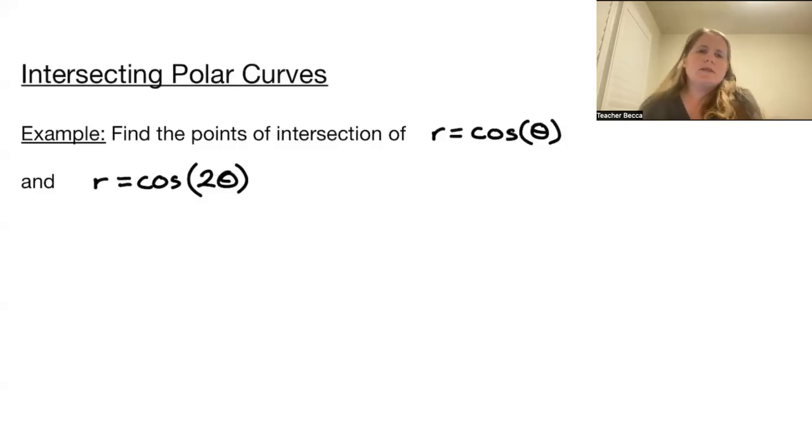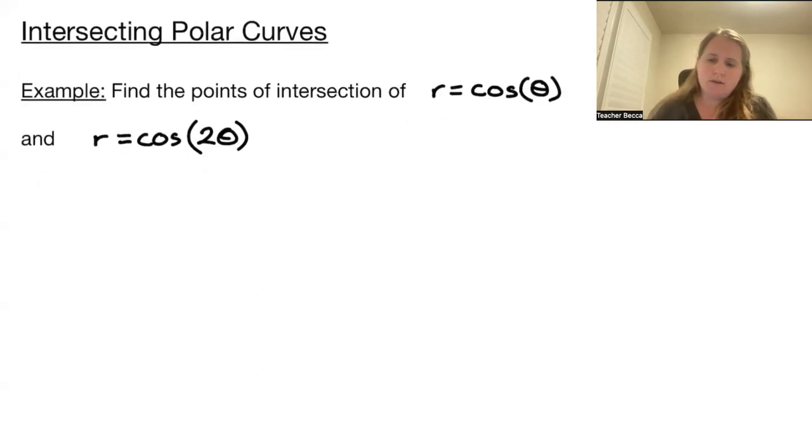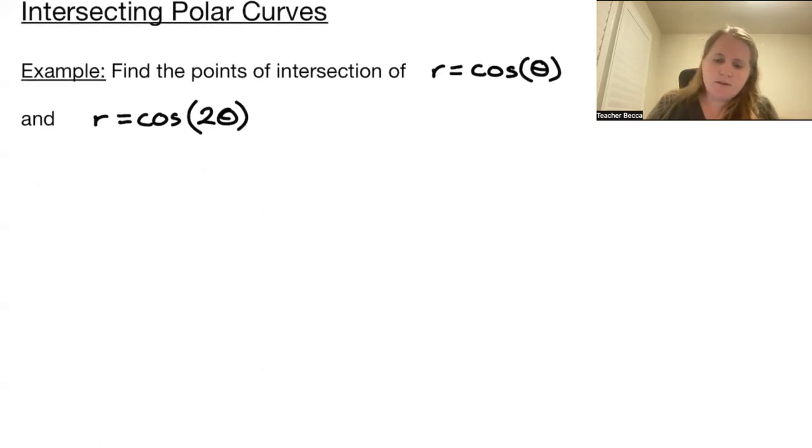Welcome to intersecting polar curves. So for example, let's go ahead and find the points of intersection of r equals cosine theta and r equals cosine of 2 theta. So let's first just go ahead and draw these.